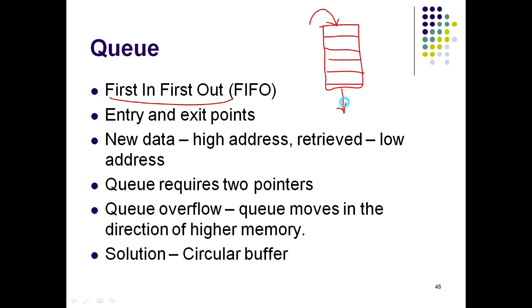Say for example, I have stored 1 here, 2 here, 3 here, and 4 here. What entered my list first? The first item entered was 1. And which is moving out of the list first? The 1 is moving out of the list first. So the first in is 1, and the first out is 1 itself. Therefore it is FIFO.